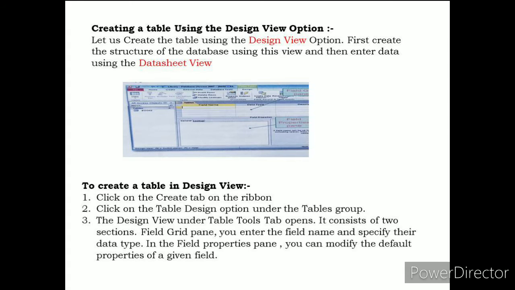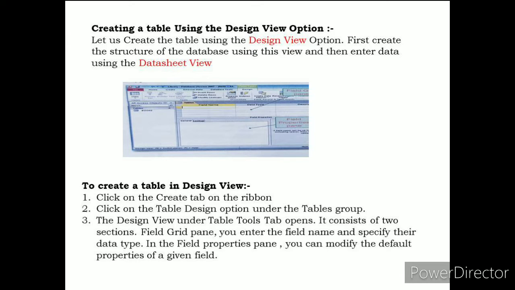Okay students, now we are going to learn how to create a table using the design view option. Actually, in design view we create the structure of the database and then enter the data using the datasheet view. Now let's have a look at how we can create a table in design view. Here are the steps. Click on the Create tab on the ribbon, click on the Table Design option under the Tables group, and the design view under the Table Tools tab opens.